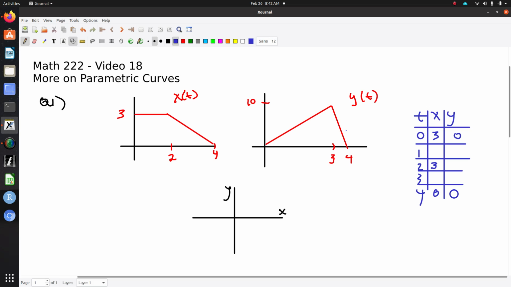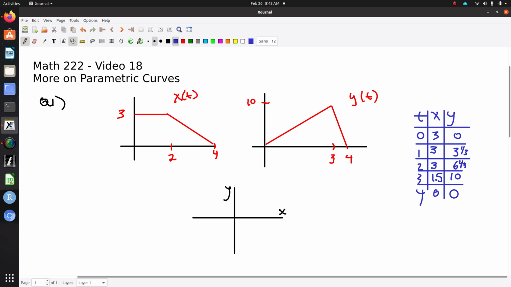So what are we doing between 0 and 2? X just stays 3, so x of 1 is 3. What about x of 3? Well, it's like 1.5, so 1.5. So at least we know what x is doing. So what is y doing? Well, y just takes 3 units to get all the way up to 10. So it's 1/3 of the way, so 3 1/3, and then like 6 2/3, and then it's going to get up to 10.